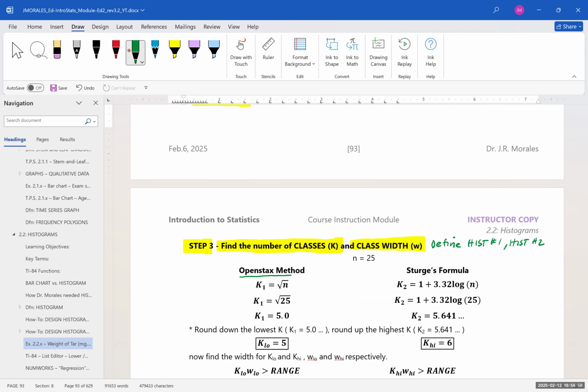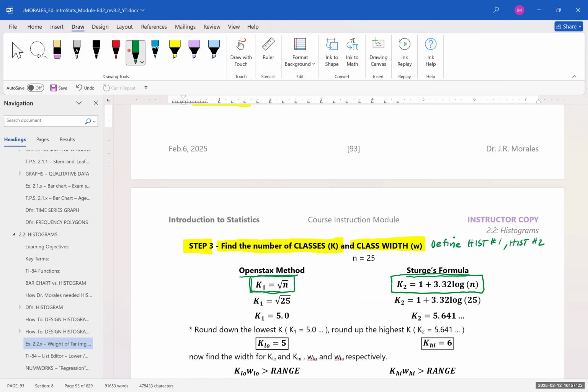We need to use two methods, the OpenStax method and Sturge's formula. To calculate a number of classes, we can use this equation: K1 is equal to the square root of n, and Sturge's formula for creating a second number of classes is 1 plus 3.32 log of n.